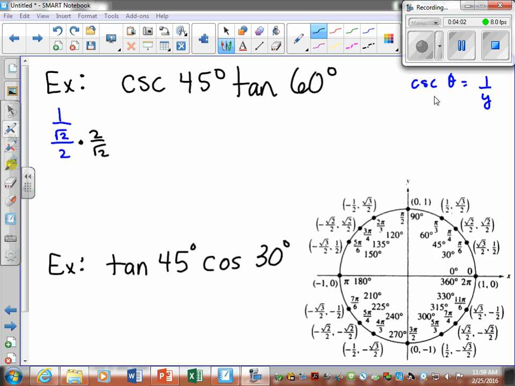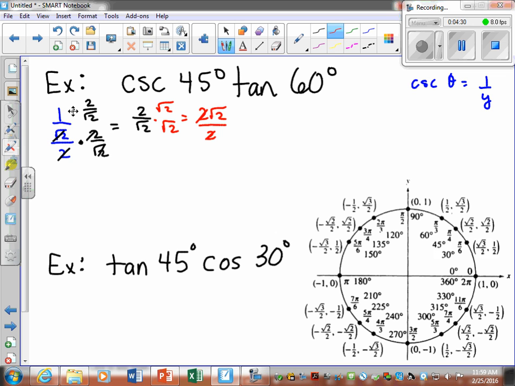Cosecant is 1 over y, so that's 1 over the y value. I'm now multiplying by the reciprocal. Then this cancels, and I'm left with 2 over the square root of 2. Okay, and then I need to rationalize, which we just did this one, so we should have an idea of where this is going. Just simplifies to the square root of 2. So cosecant of 45 is the square root of 2.